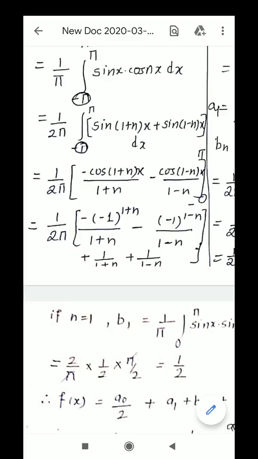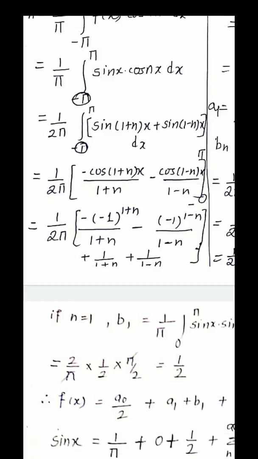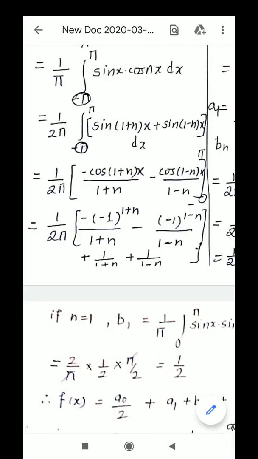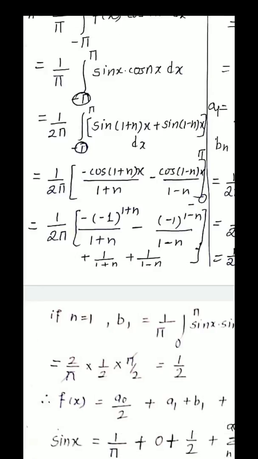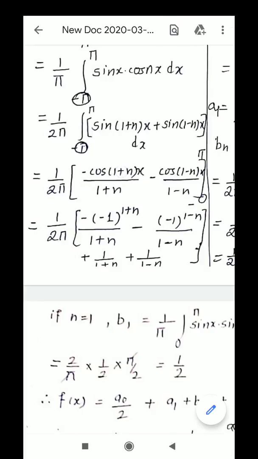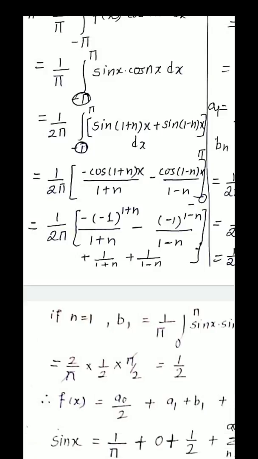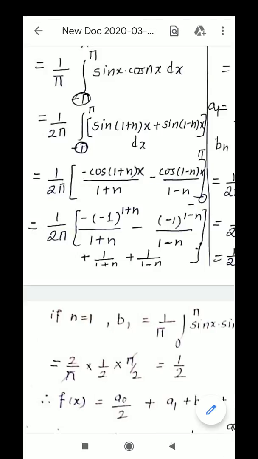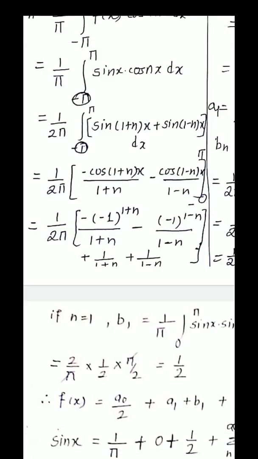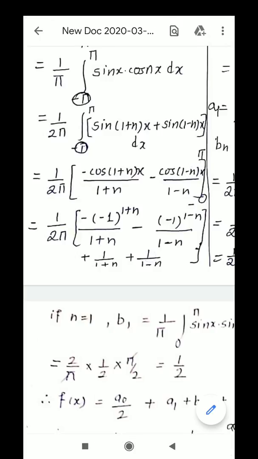Minus, same here, if you put x equal to pi as the upper limit, we get cos of (1 minus n) pi, again (minus 1) raised to (1 minus n). For the lower limit, the minus sign and this minus sign make plus. If you put x equal to 0, then cos 0 is 1, so we get 1 upon (1 plus n). Again here, minus sign with the lower limit minus, that is plus. Put x equal to 0, cos 0 is 1, so here 1 upon (1 minus n). So this is after putting the limits, upper minus lower.